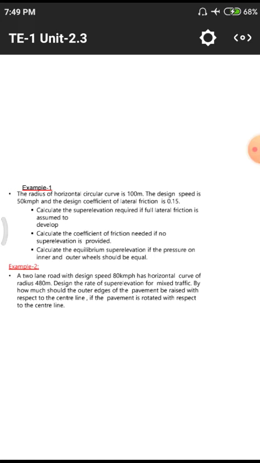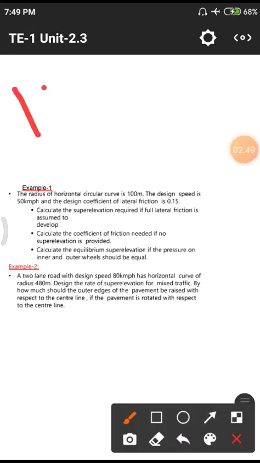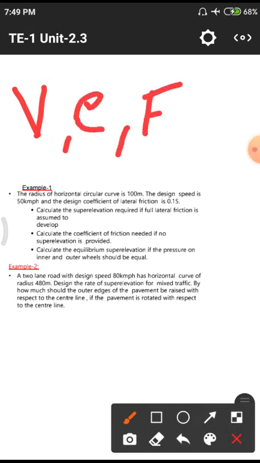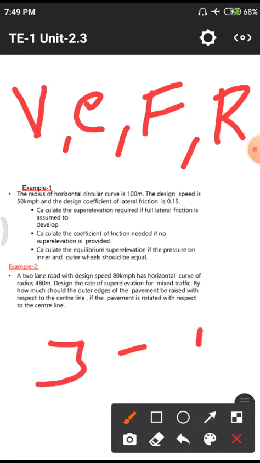In some of the examples, they directly give elevations and friction values, and we only need to calculate the velocity of the curve. Some of the problems have four terms: the first is velocity, the second elevation, the third friction, and the fourth radius. Of those four terms, three are given and we need to calculate one term. This is the main rule.